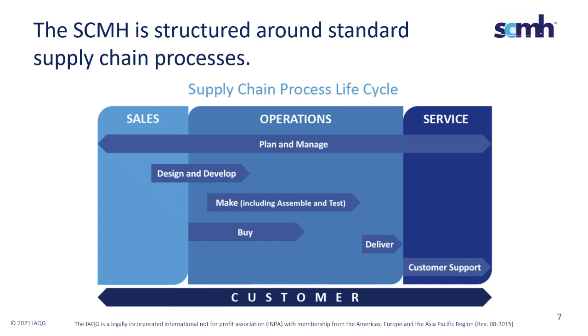So as I said, we were going to talk a little bit about the new structure. The supply chain process life cycle, as you can see, has plan and manage going across the top. It transverses across sales, operations, and servicing. Then we have design and development, the make, which includes assembly and test, buy, deliver, and customer support. And the customer, of course, is the main benefit of that whole supply chain going across the sales, operating, and service module.